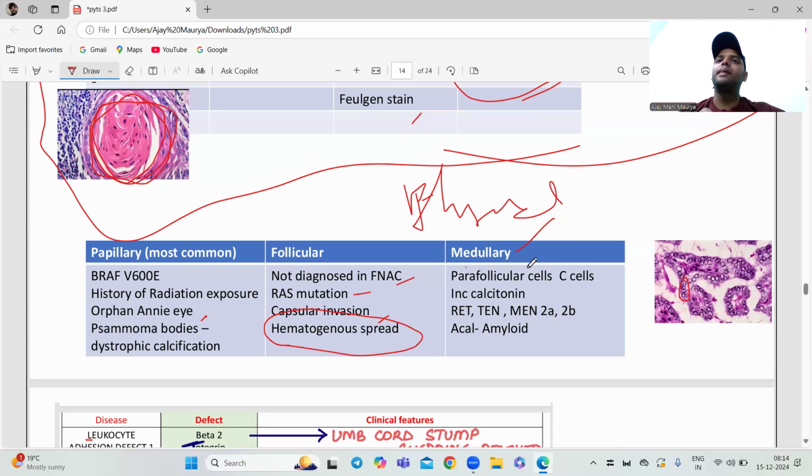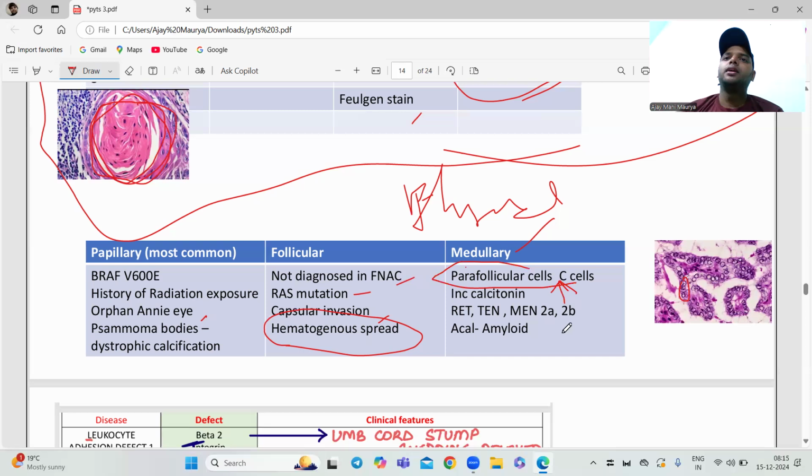Parafollicular C cells. Hence, there is an increase in calcitonin. RET proto-oncogene, MEN 2A and 2B association. Remember, which of the following thyroid carcinomas are associated with MEN? It is MEN 2A, it is the medullary.